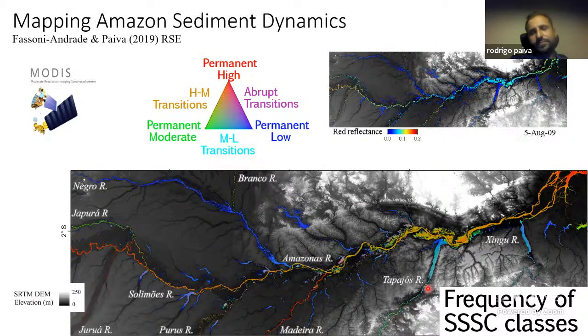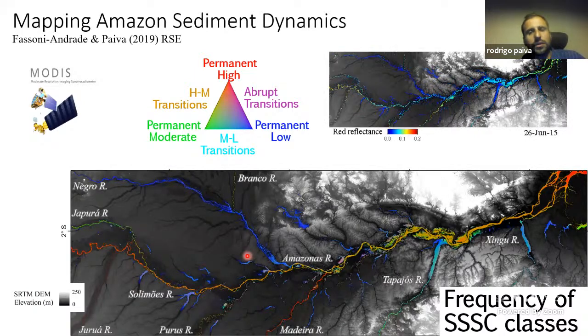And this map here shows a synthesis of this long time series, where you can produce information concerning which rivers are usually with more sediments, for instance, the Amazon and the Madeira River, and which rivers are poor in sediments, as for example, the Negro, and how it changes over time, for example, in the wetlands. We can identify wetlands that are fed by the main river, and we can also identify wetlands like this one that are fed by the tributary.